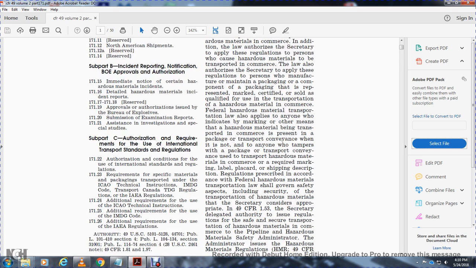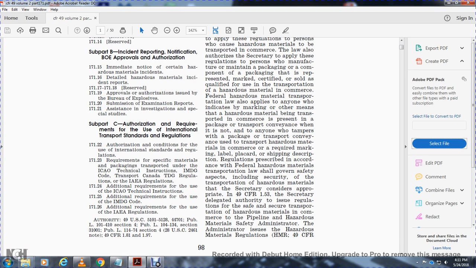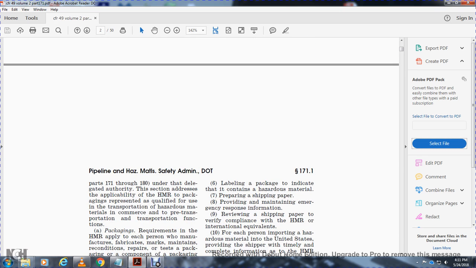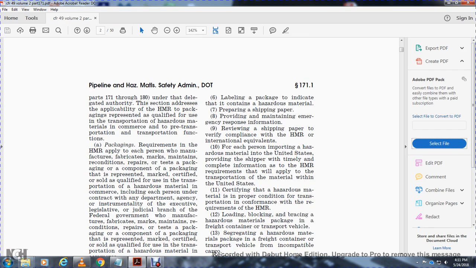As the Secretary considers appropriate, under Title 49 CFR 1.53, the Secretary delegated authority to issue regulations for the safe and secure transportation of hazardous materials in commerce to the Pipeline and Hazardous Materials Safety Administration. The administration issues the Hazardous Materials Regulations, HMR, Title 49 CFR Parts 171 through 180. The other delegated authority of the Secretary addresses the hazardous materials regulations on packaging represented as qualified for use in the transportation of hazardous materials, and components.